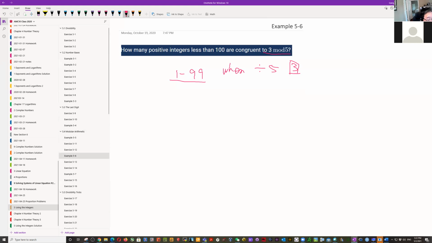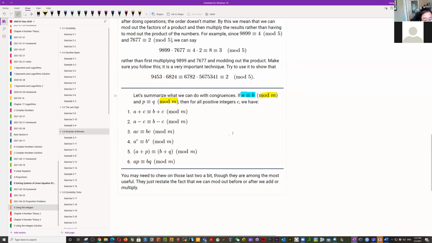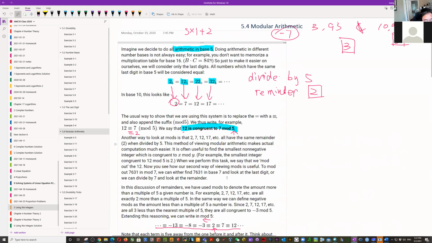I think the terminology is still kind of confusing everyone. I think this is actually important. You have to understand this system to excel in number theory. So let me try to go over this again. For example, 12 is congruent to 7 mod 5. So basically, modular math works this way.